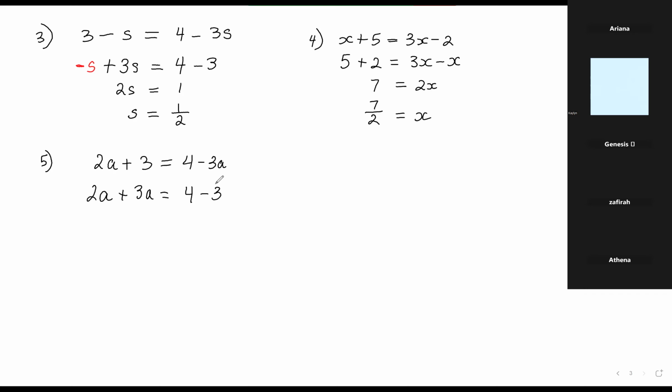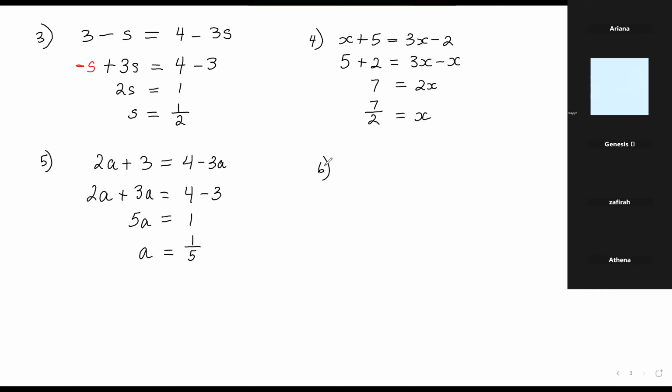Why would it be minus? Because it's a positive over there. Correct. Okay, now what's the next line? Yeah, add it. That's correct. What would I get? 5a, is equal to 1. That's right. So if 5a is equal to 1, then a is equal to 1 divided by 5, which is 1/5. Thank you.